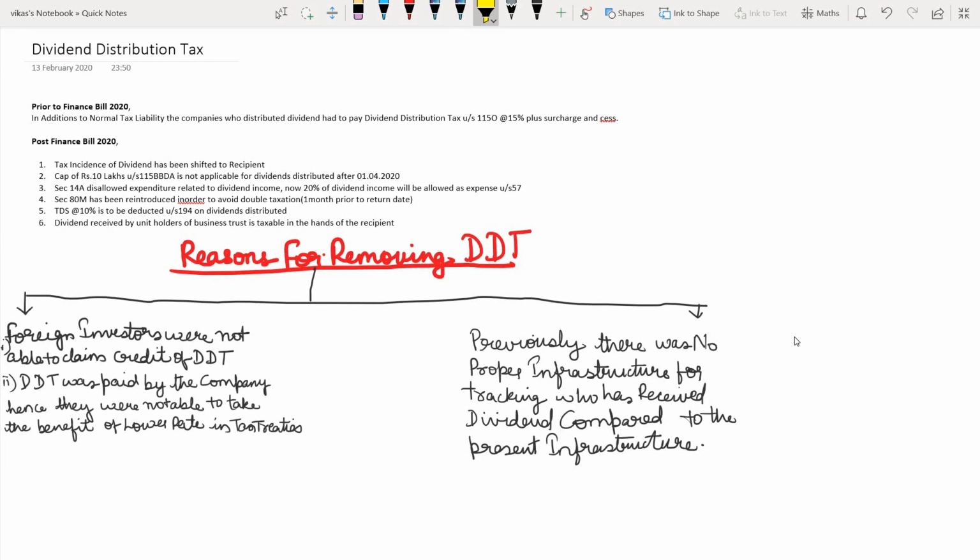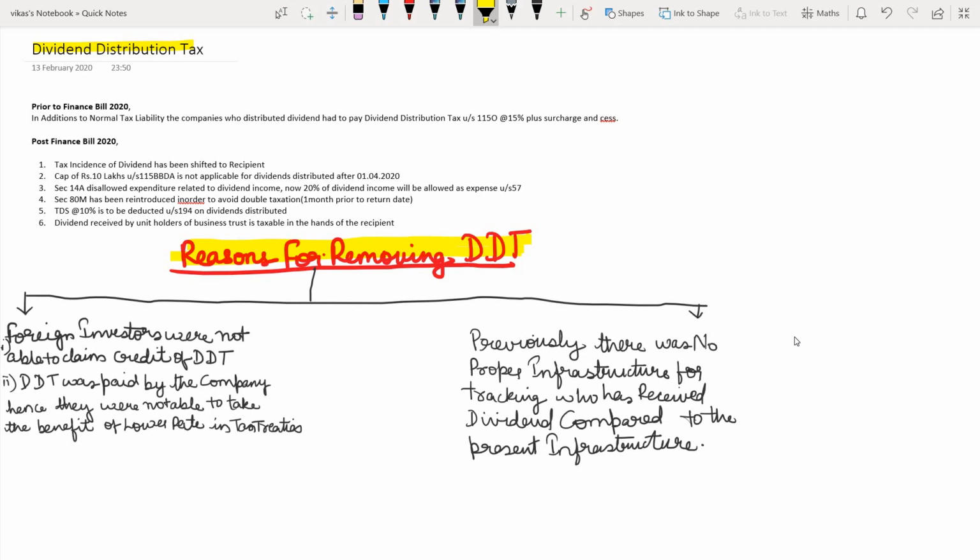Today we are going to discuss dividend distribution tax as discussed in Union Budget 2020. So first of all, we will discuss what were the reasons for removing the dividend distribution tax. Actually, dividend distribution tax was introduced in 2003.